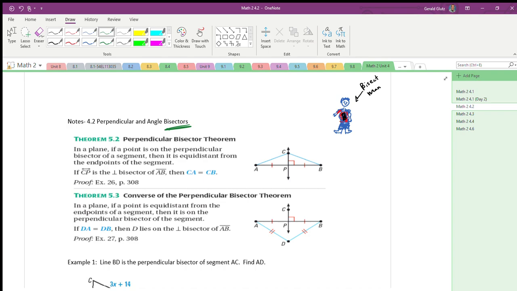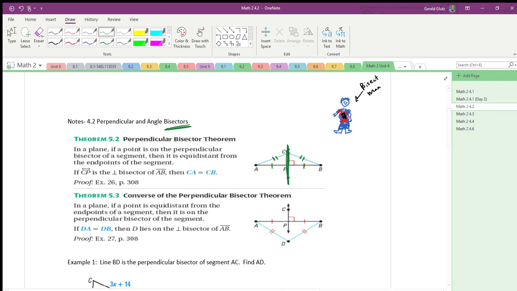Bisect Man's superpower is to bisect things. When he bisects things, he goes straight down the middle. So he cuts it and separates it into two congruent parts, just like he did with segment AP and PB. Those are now congruent. Also, AC and BC will be congruent as well. So that's the first theorem that we're going to talk about today.